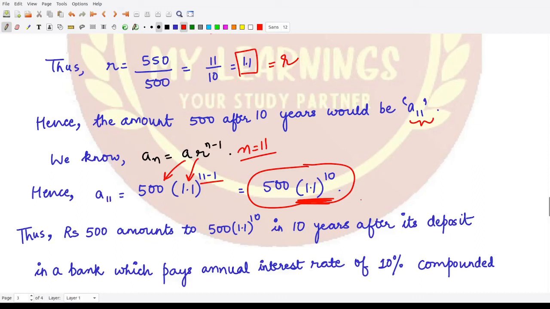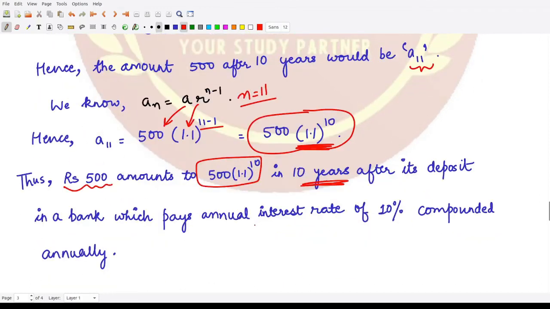There is no issue. Hence, we would say rupees 500 amounts to these many rupees in 10 years after its deposit in a bank, which pays an annual interest rate of 10%, compounded annually.